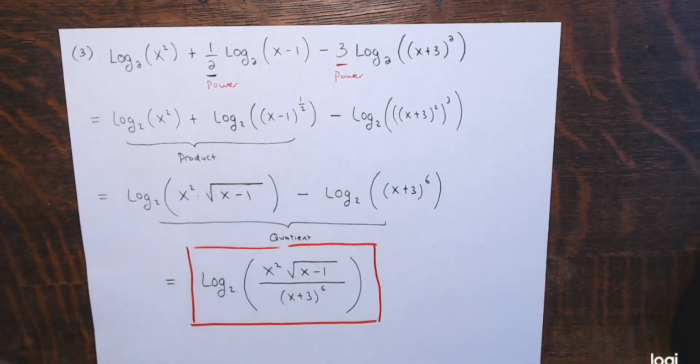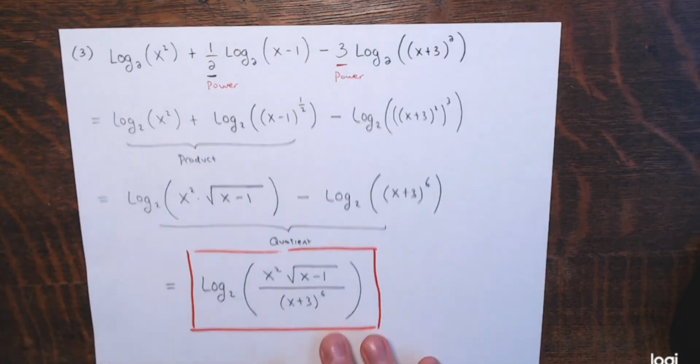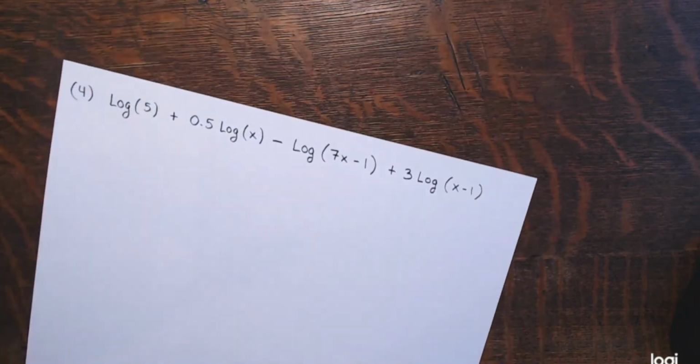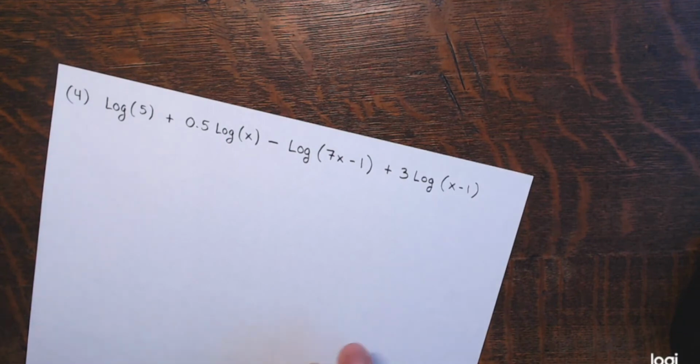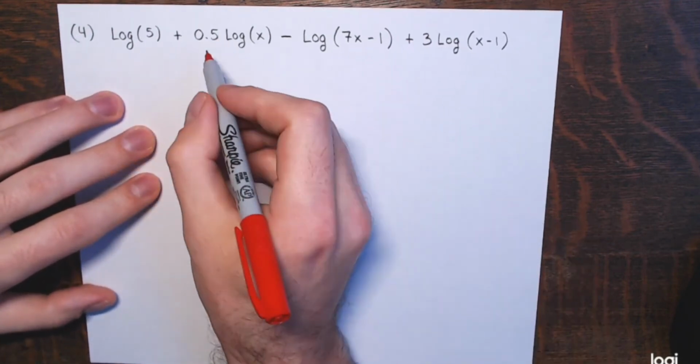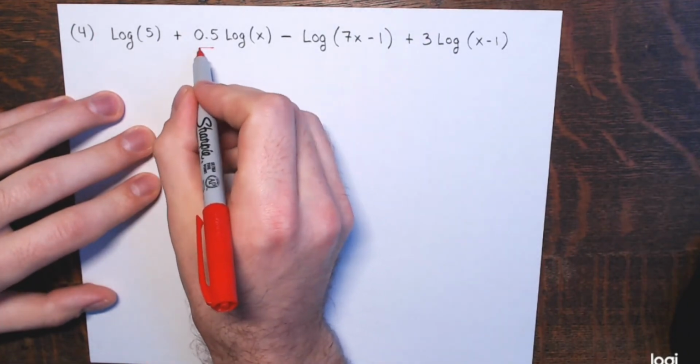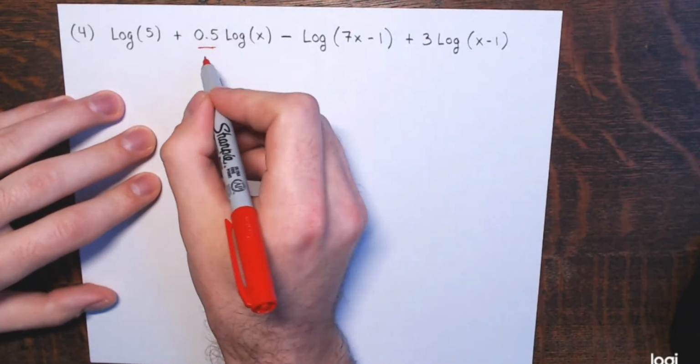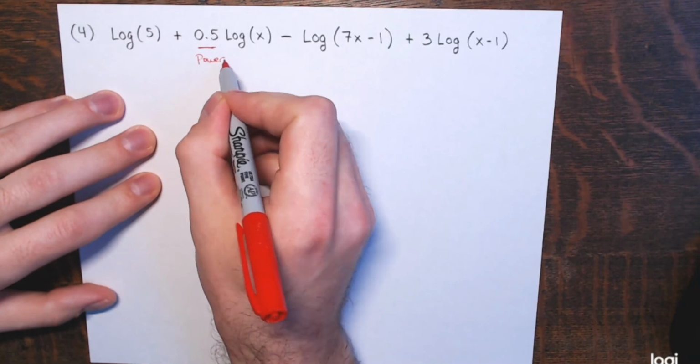Alright, same thing for the next example. Doing the same steps. Power rule first if I need to, and then go left to right, two at a time. Use the quotient rule and product rule as needed. So in this one, I'm seeing the 0.5 or the 1/2 in front of this log. So I'm going to apply the power rule there with the half.